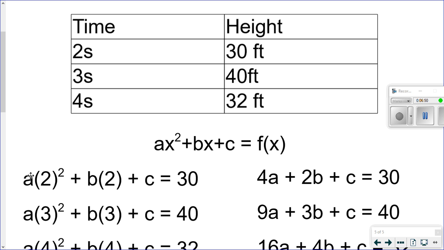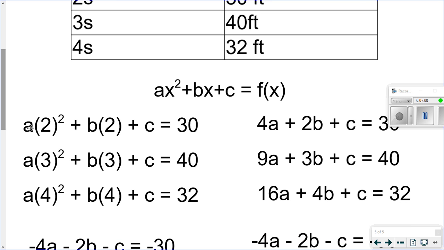And since I'm only given 3 ordered pairs, I do it for a times 3 squared. So after 3 seconds, it equals 40 feet. And then after 4 seconds, it equals 32 feet. So I have all that here on the left-hand side. Then I simplify it. So let's look to the right. 2 squared is 4, so we have 4a plus 2b plus c equals 30. 3 squared is 9, so we have 9a plus 3b plus c equals 40. 4 squared is 16, so we have 16a plus 4b plus c equals 32.